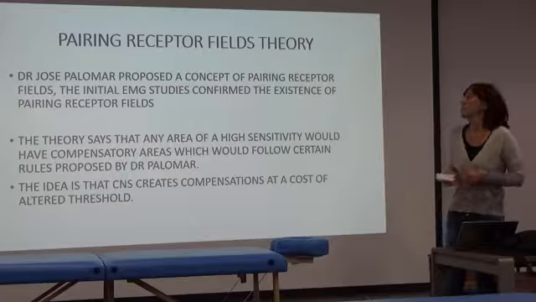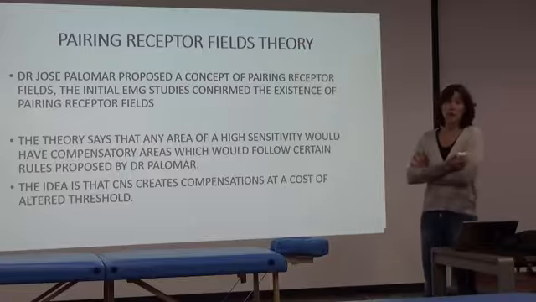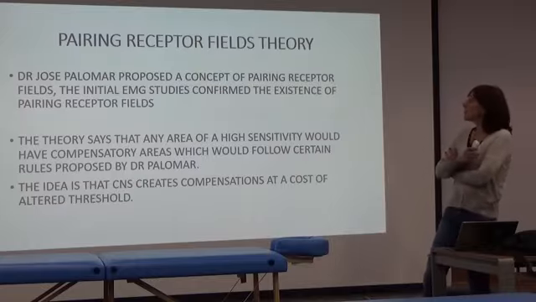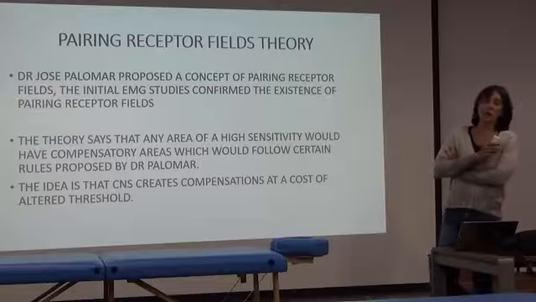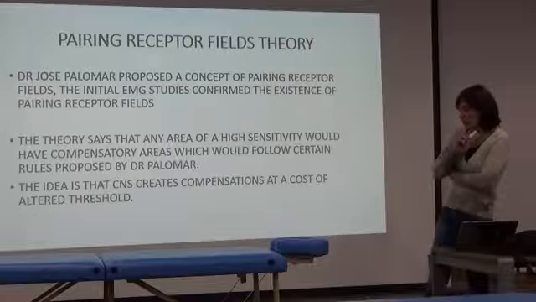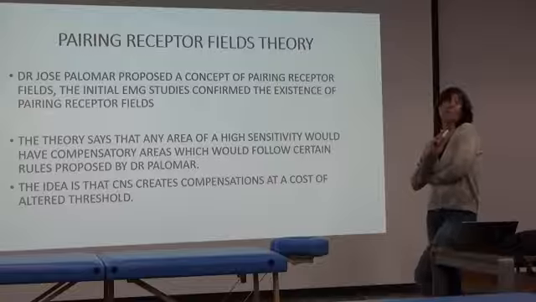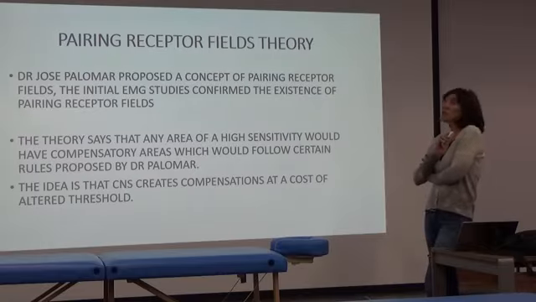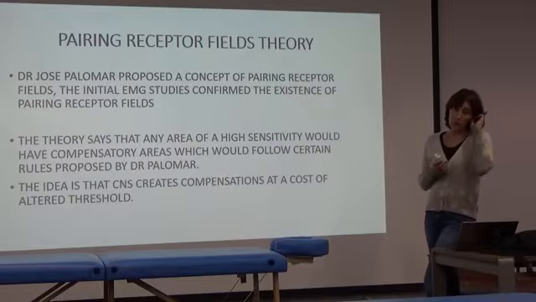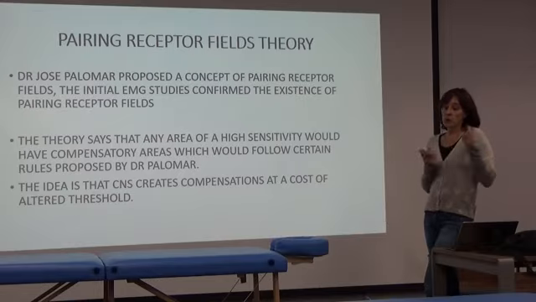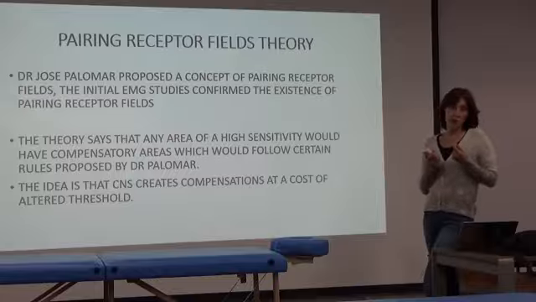Perireceptor fields theory. This is the original theory of Dr. Jose Polamar. He proposed that we have paired receptor fields. And we actually did a study with electromyography to try to identify and confirm the pairing areas. So what is a dysfunctional receptor field? It's basically the area of the body which is very sensitive.